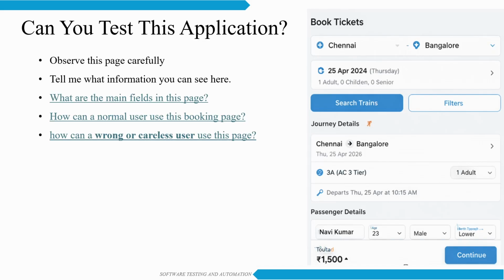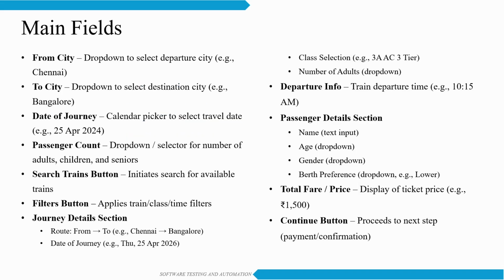Let us look into another example. This is just a simple ticket booking application. Here, just look into it. What are the important fields in the application? Some of the main fields are from city, to city, date of journey, passenger count, search trains button, filter buttons, journey detail section, departure info, passenger detail section, total fare or price, and then the continue button. We have these important fields in the application.